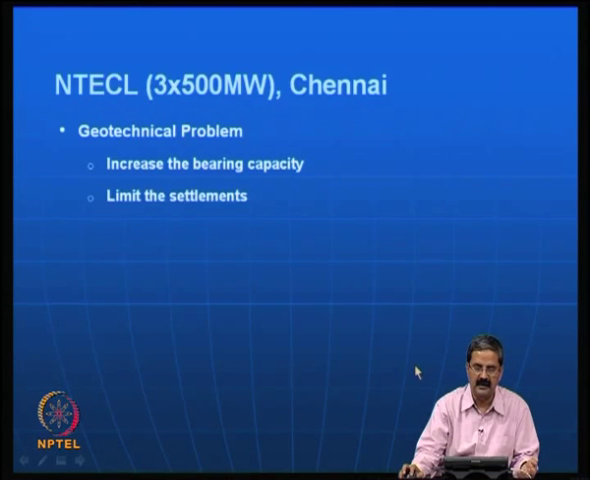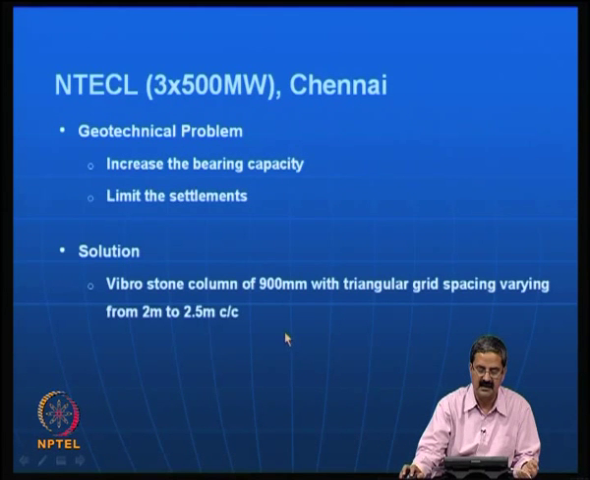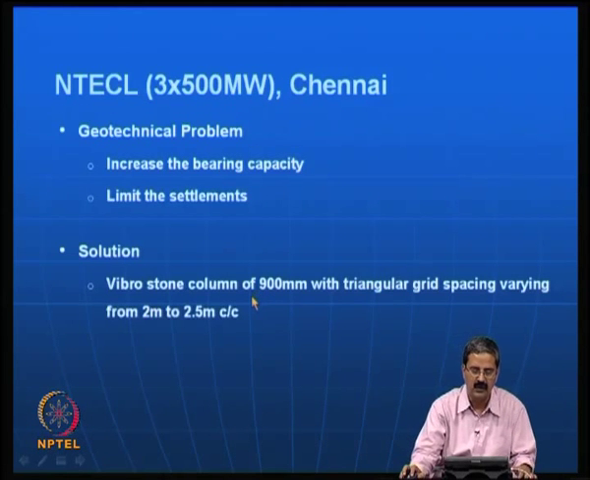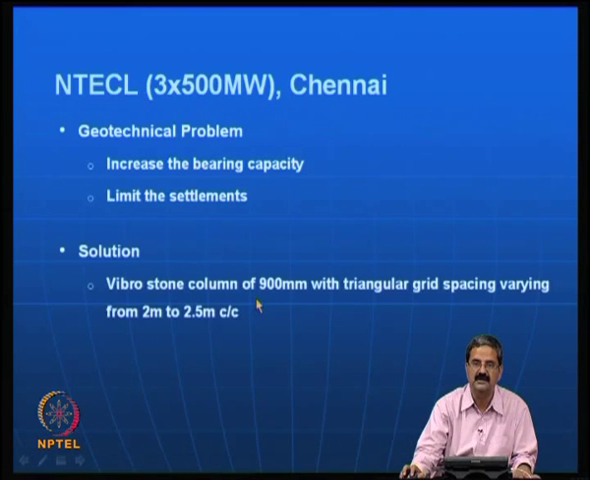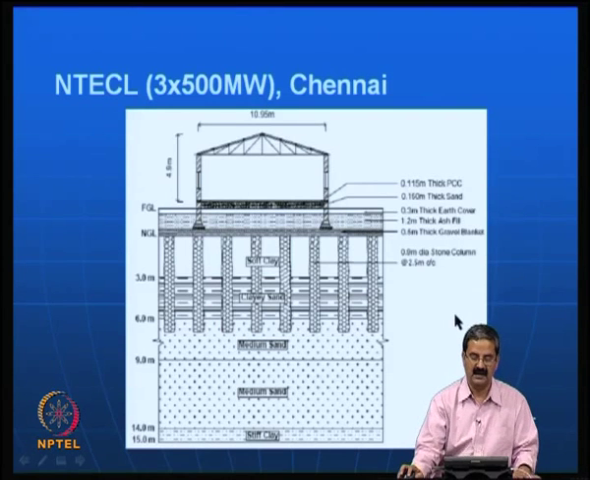So, the issue here is, as usual, to increase the bearing capacity and limit the settlements. The solution is that they came out with their own calculations and methods. When these people take on projects, they have to design and show that it works, and in this case they were able to show that 900 mm diameter columns with a triangular grid spacing varying from 2 meters to 2.4 meters center to center could be used, and the columns extended up to 11 meters.